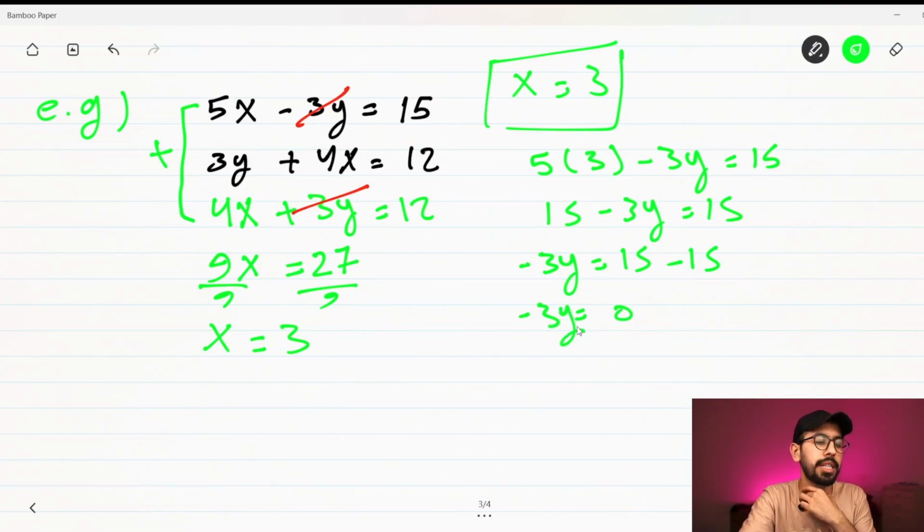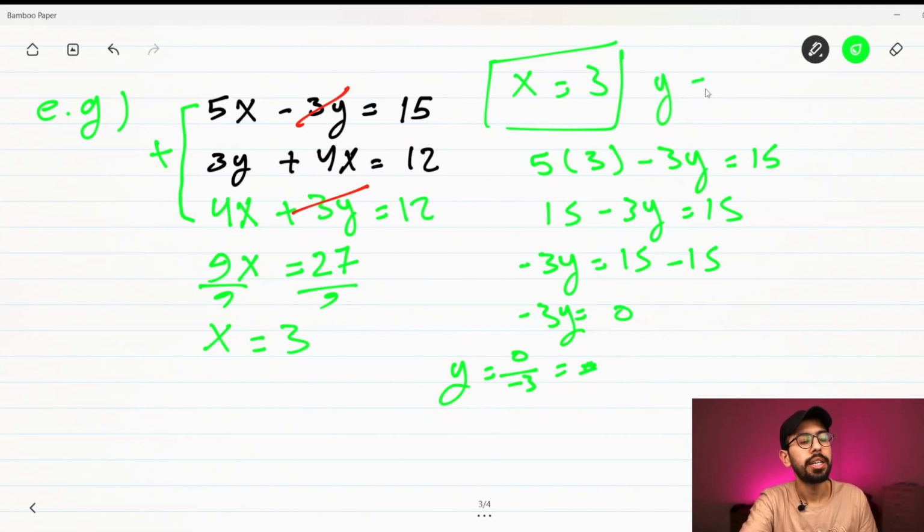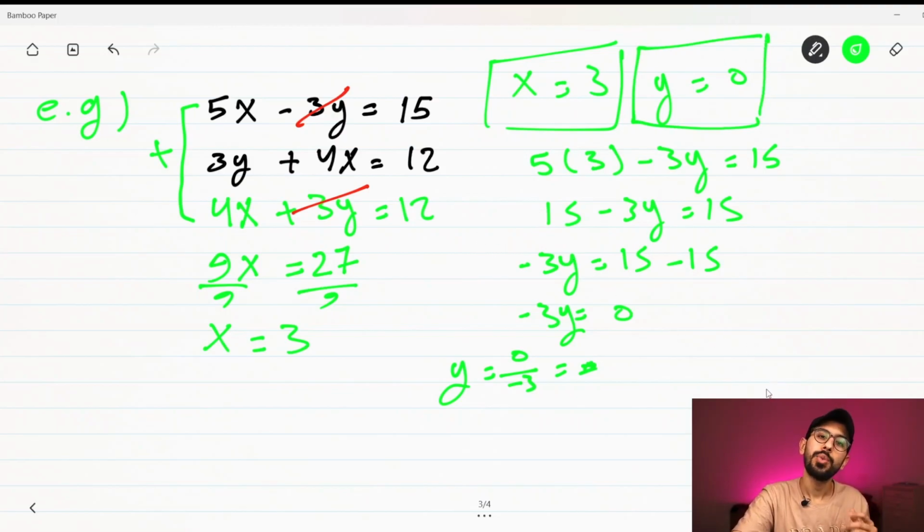Now we have minus 3y. We need to divide both sides by minus 3. Then our y will be equal to 0 over minus 3, which is 0. Then y equals 0. This is our result for the second system: x equals 3 and y equals 0.